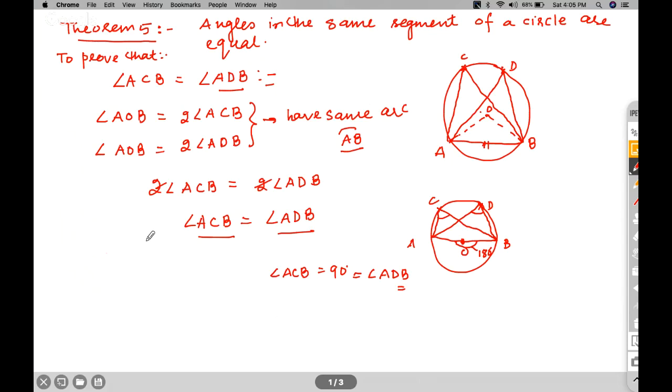For major arc also you can prove it. So suppose I do it like this. I take 1 point here C and 1 point here D, and this is A and this is B. So what I do is I make this line like this. This is A, and I make one line like this.